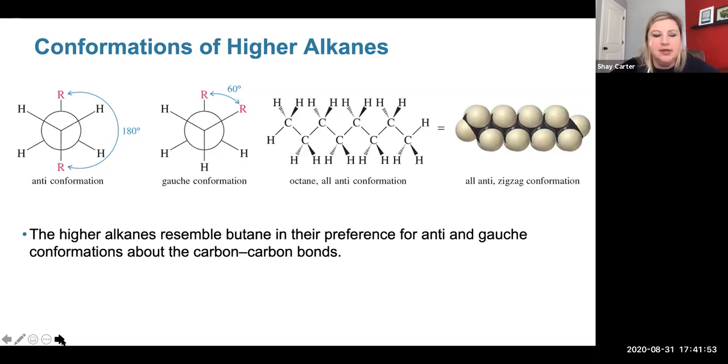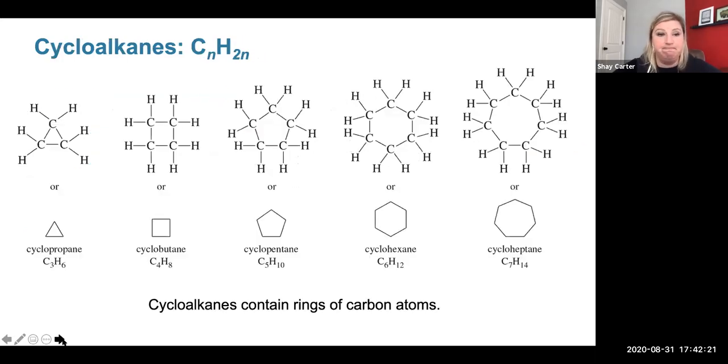So higher alkanes. As we elongate our carbon chains, we find that higher alkanes also resemble butane in their preference for anti-conformation and gauche conformation about the carbon-carbon bonds. Okay, so it doesn't really matter how long it is. It's going to follow the same pattern as butane as far as conformations go. Okay, now we're going to talk about cycloalkanes now, and I'm going to start rebuilding while I'm talking. I'm going to start rebuilding my cyclohexane molecule that I had built before I took it apart.